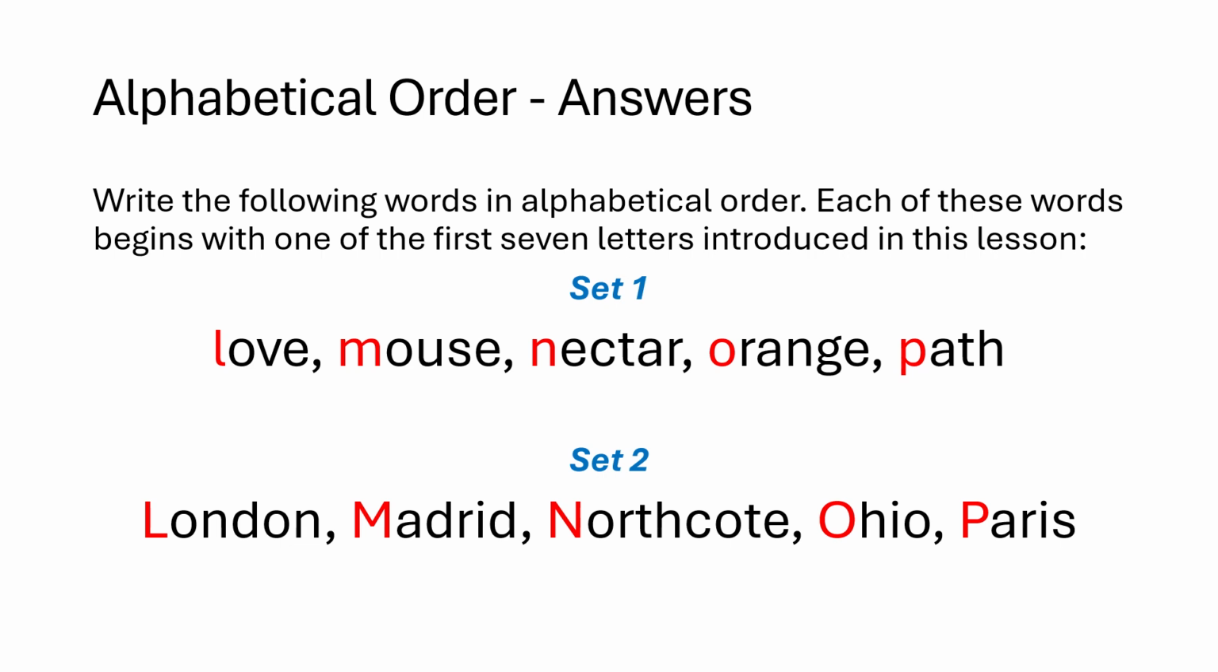Check your answers. These words are in alphabetical order by looking at the initial letters. Love begins with L, mouse begins with M, nectar begins with N, orange begins with O, path begins with P. L, M, N, O, P. London begins with L, Madrid begins with M, Northcote begins with N, Ohio begins with O, Paris begins with P. L, M, N, O, P.